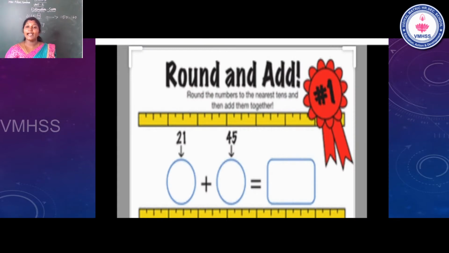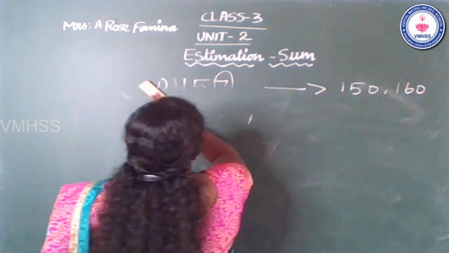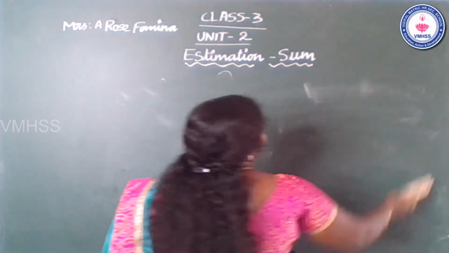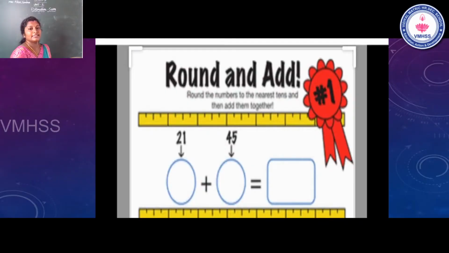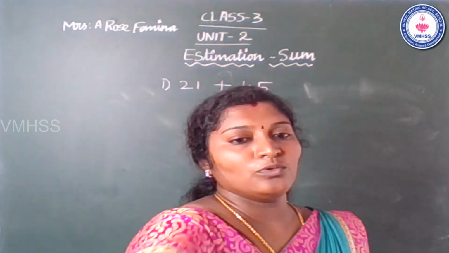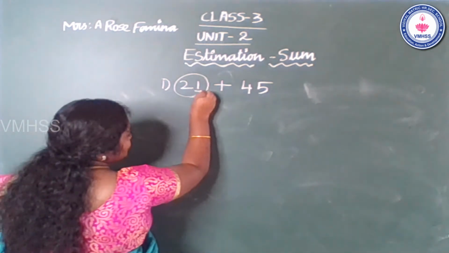So, round and add. Okay, first you round up the values, then you add. Okay, ma'am? See the board. What is the number? Students, you read this number. So, 21 and 45. So, the question is 21 plus 45. First, you round up the values, then we add. Okay, see the board. Students, first you see the 21. You see the ones place value.